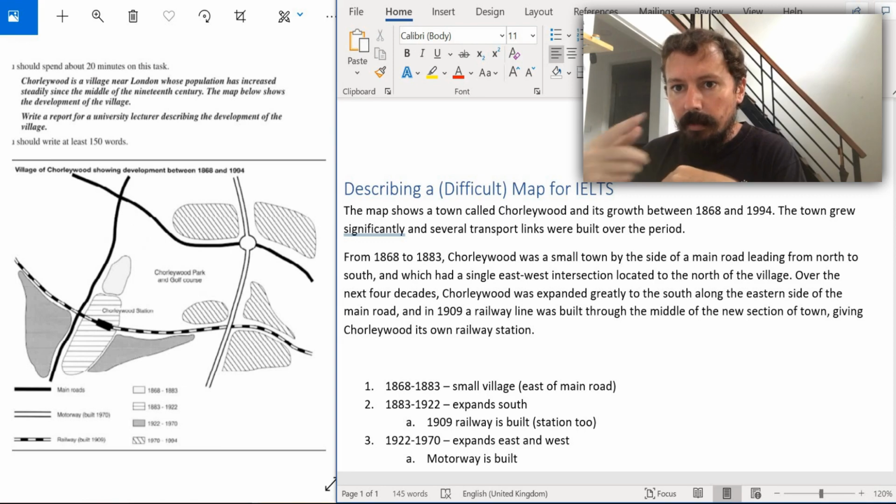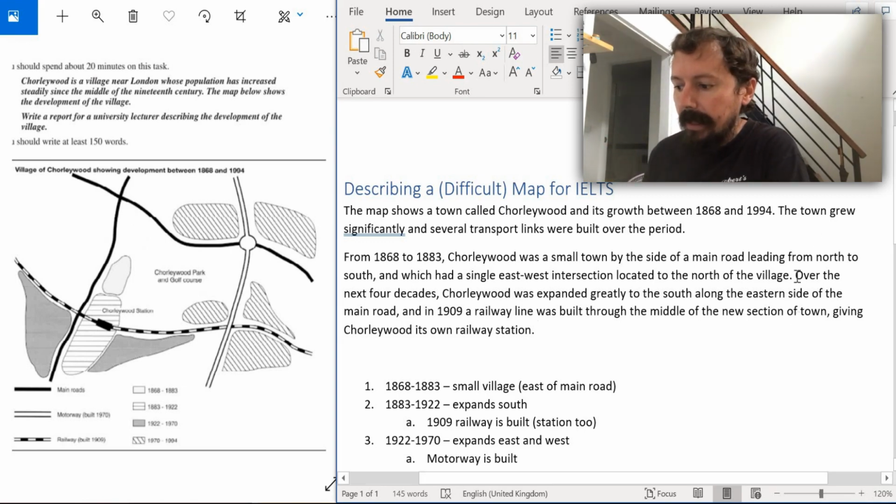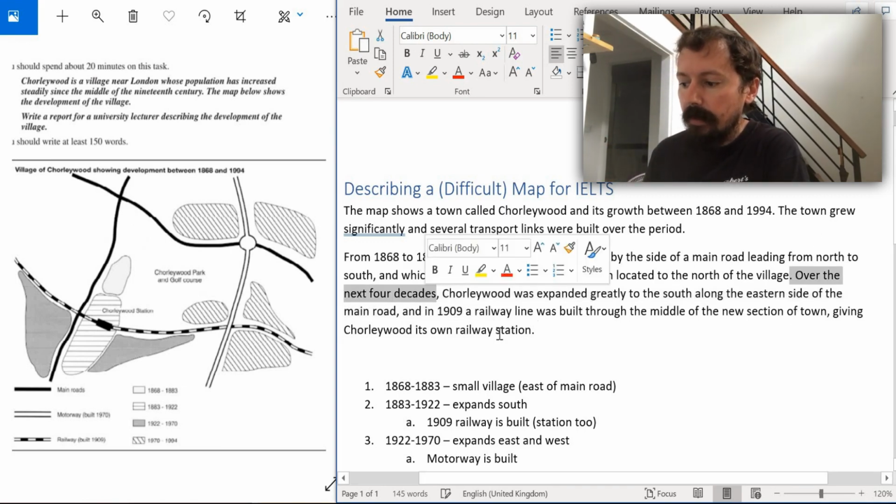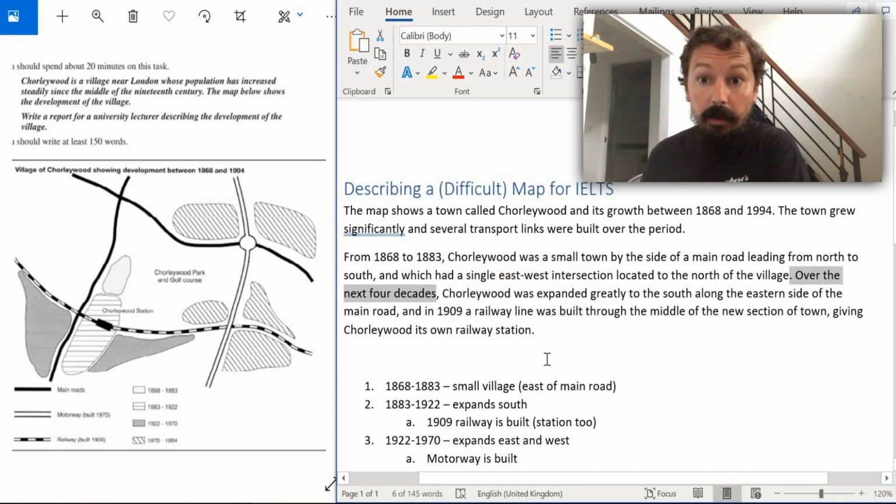So I introduced the passage of time again by saying this phrase here, over the next four decades. I could have said over the next 40 years, but it's just about varying your language and saying it in different ways, as long as you know it's correct. Again, the comma, which tells us that this was an introductory clause. I've said Charliewood was greatly expanded.